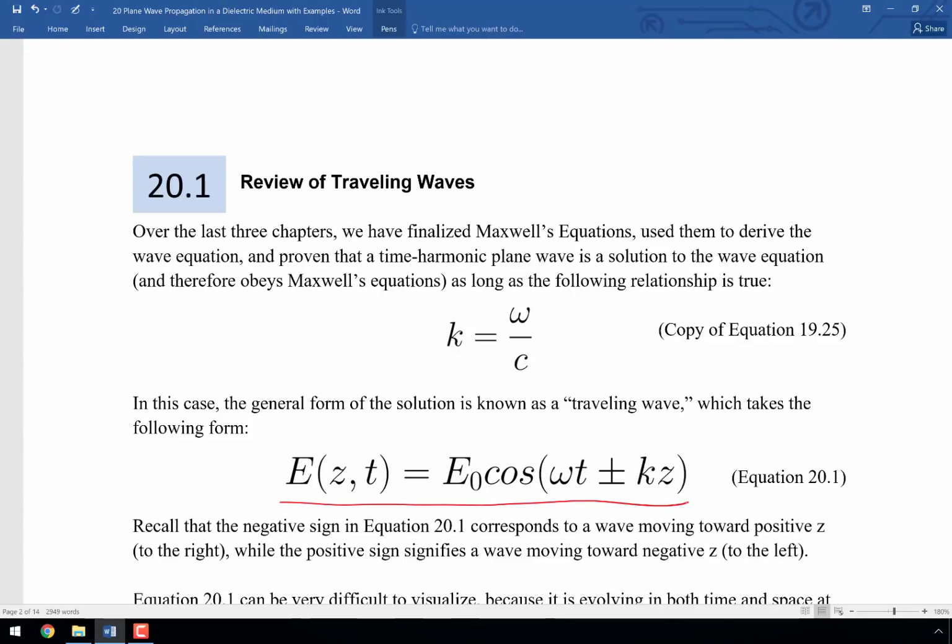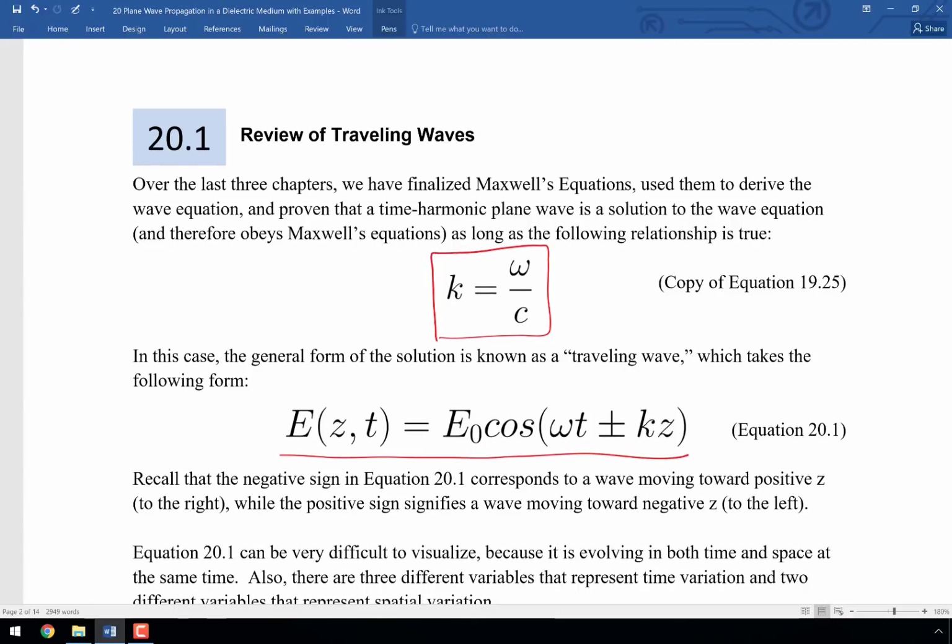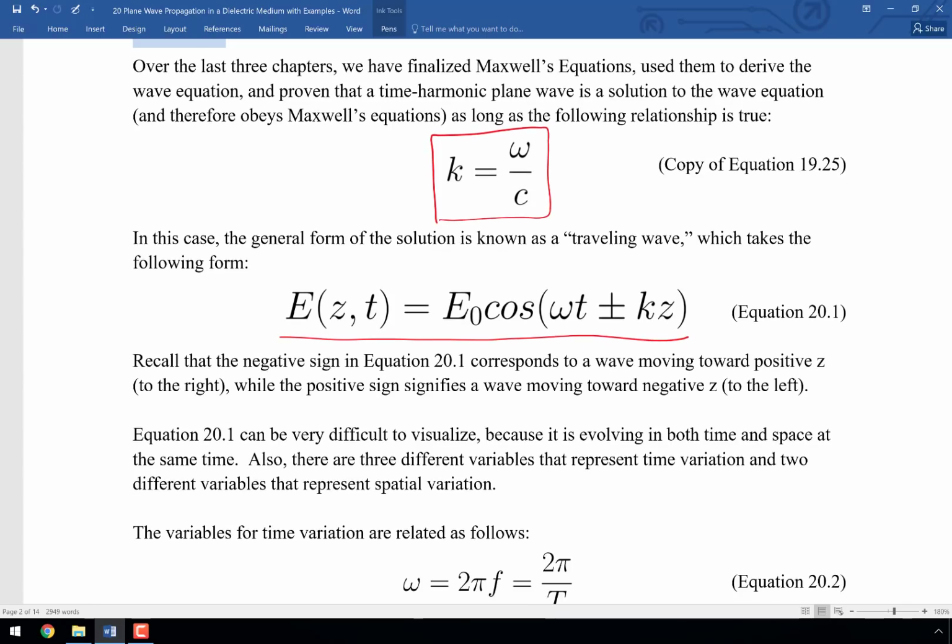And I just want you to remember that we've proven that it is a solution to the wave equation, which is in alignment with Maxwell's equations, as long as this condition is met. And this is not a definition of what K is, it is a definition of what K must be in order for the traveling wave to obey Maxwell's equations. So just remember that K equals omega over C, or there are a dozen other varieties of that relationship that we can talk about that would be relevant.